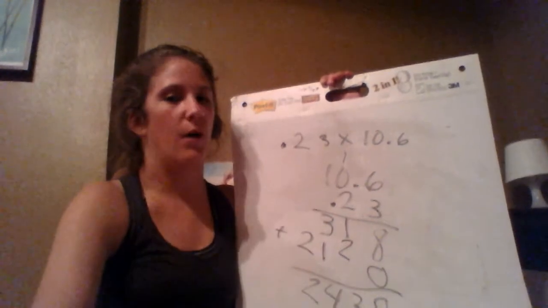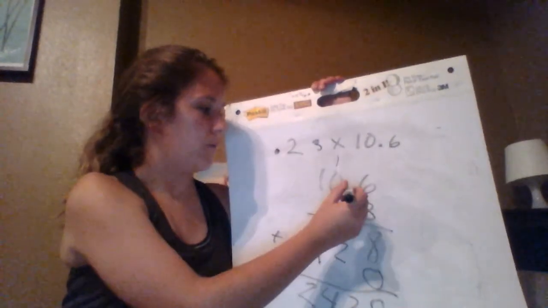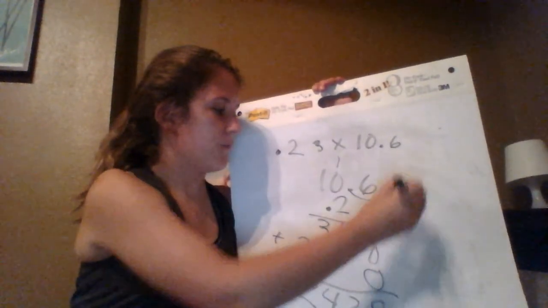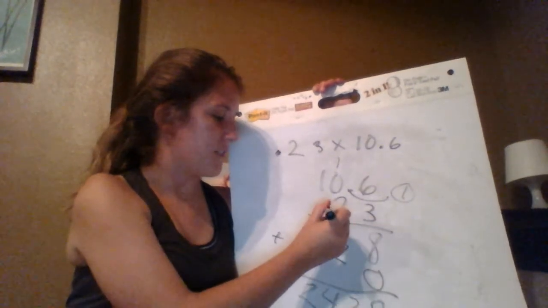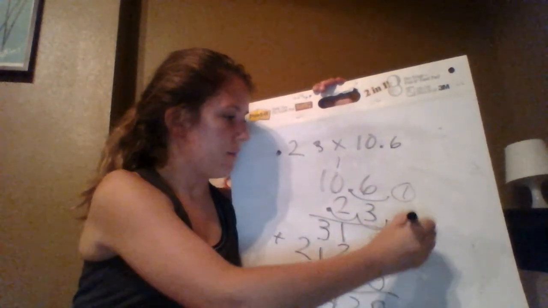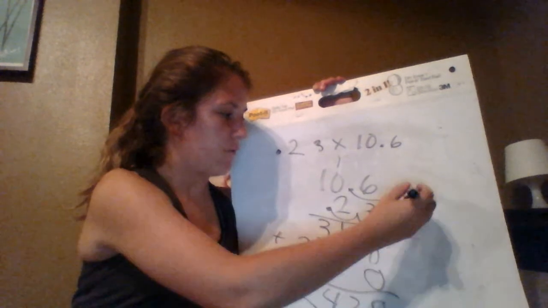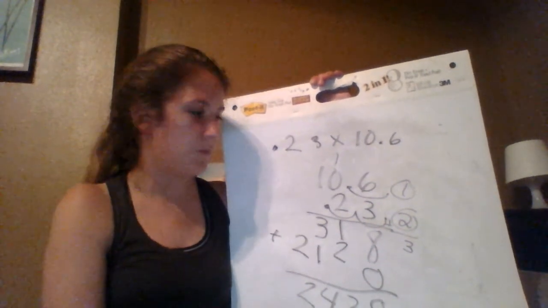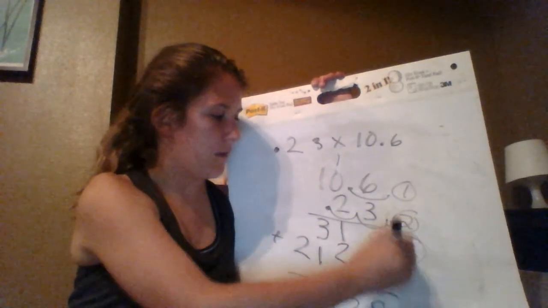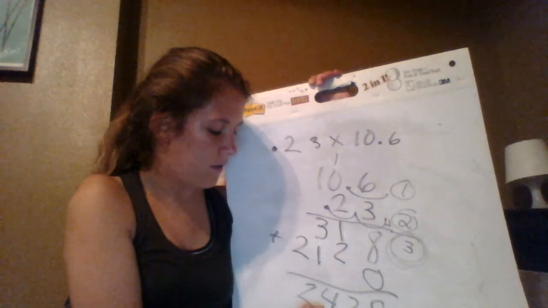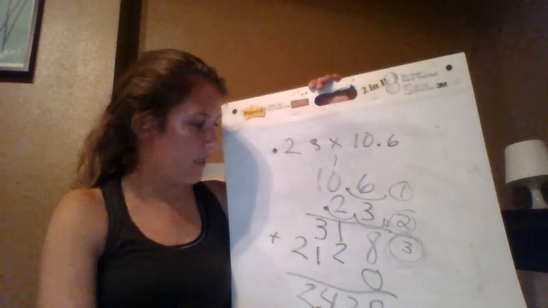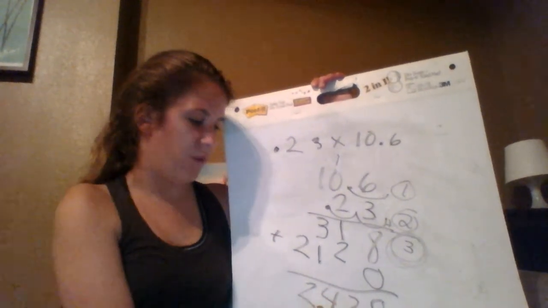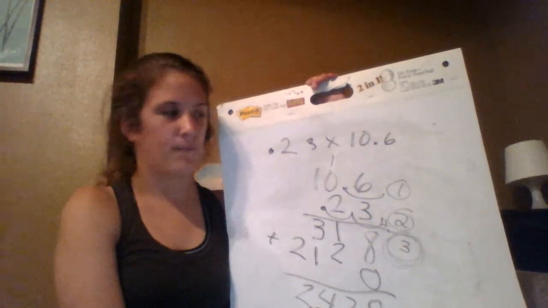And now I need to figure out where do I put that decimal point. Well, I moved it once over, and I'll move this one 2 times. So I moved it a total of 1 plus 2. I moved it a total of 3 times. So that means when I move the decimal point back, I must move it back 3 times. 1, 2, 3. My final answer is 2 and 438 thousandths.